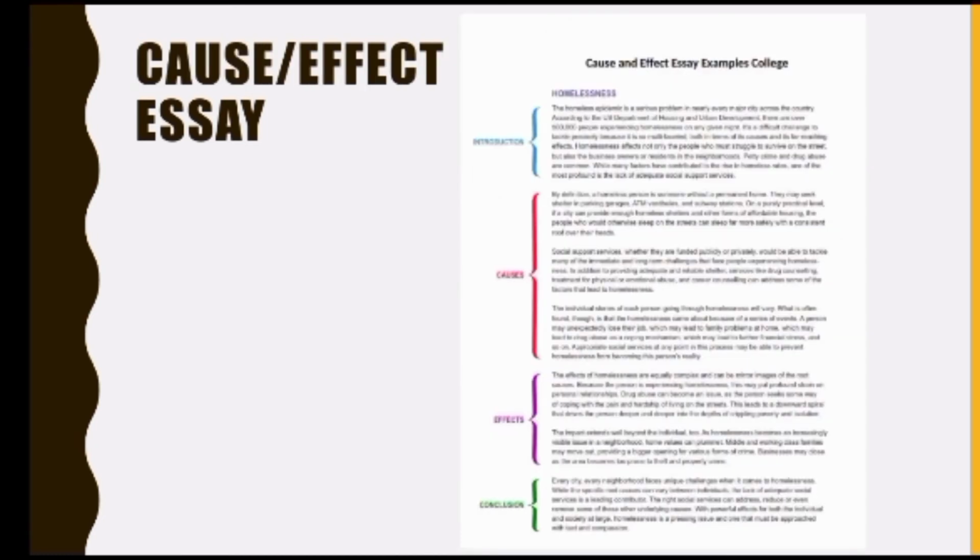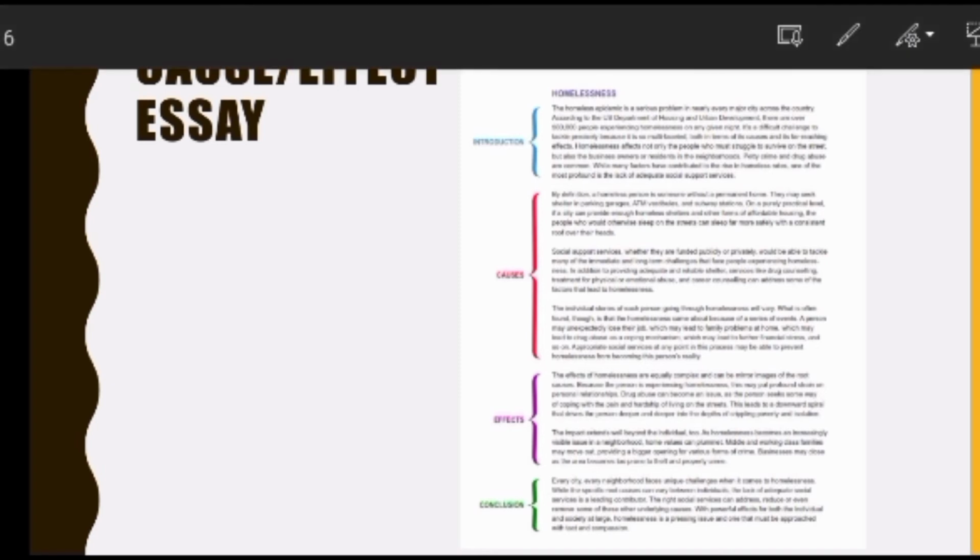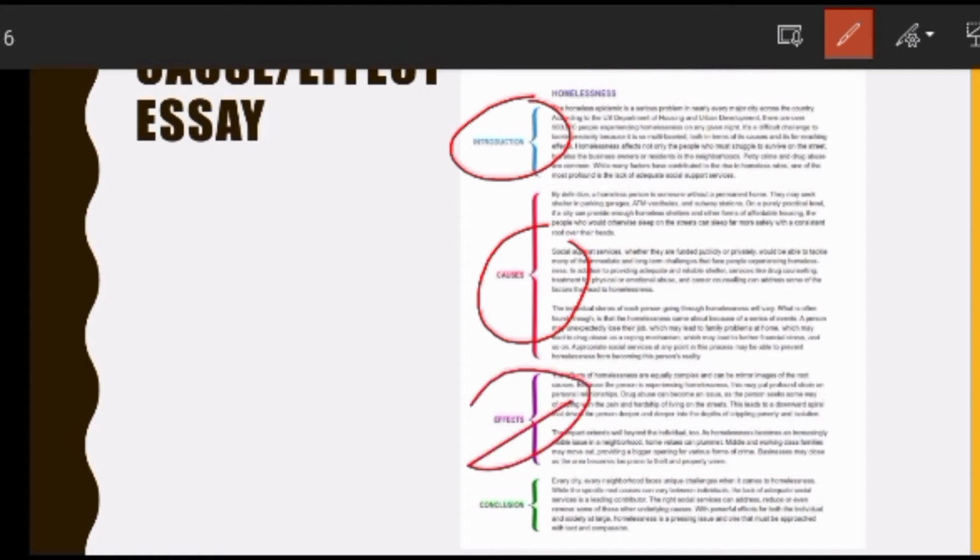Then the last essay type is cause and effect essay. So this is all about homelessness. You have the introduction. Then the essay also discusses about the causes of being homeless, then its effects, and then the conclusion.